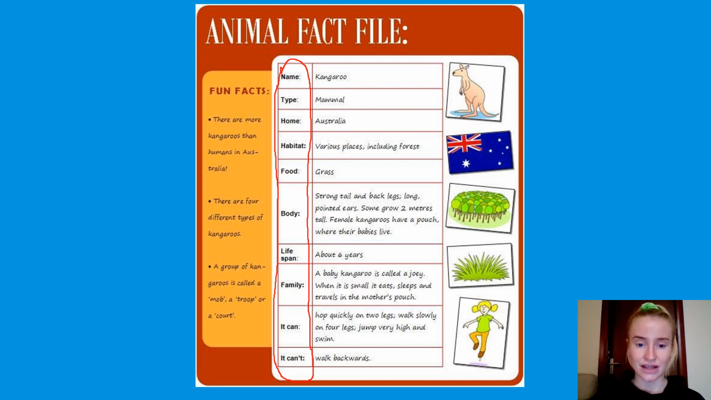So that is just to give you some ideas of different subtitles. So name, type, home, habitat, food, body, lifespan, family, and it can and it can't. So they're just some ideas.